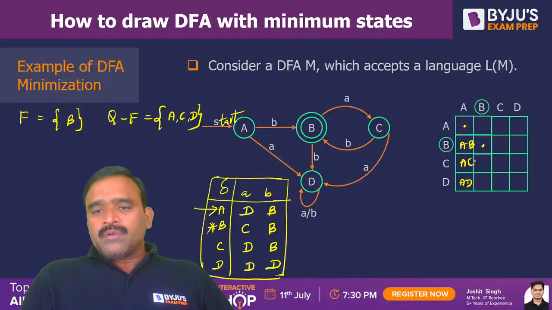And BB is not applicable. And this is BC. So AB, AC, AD, BC, BD. CB or BC both are the same, it won't come. And here CC will not come, but CD will come. So these are the pairs.